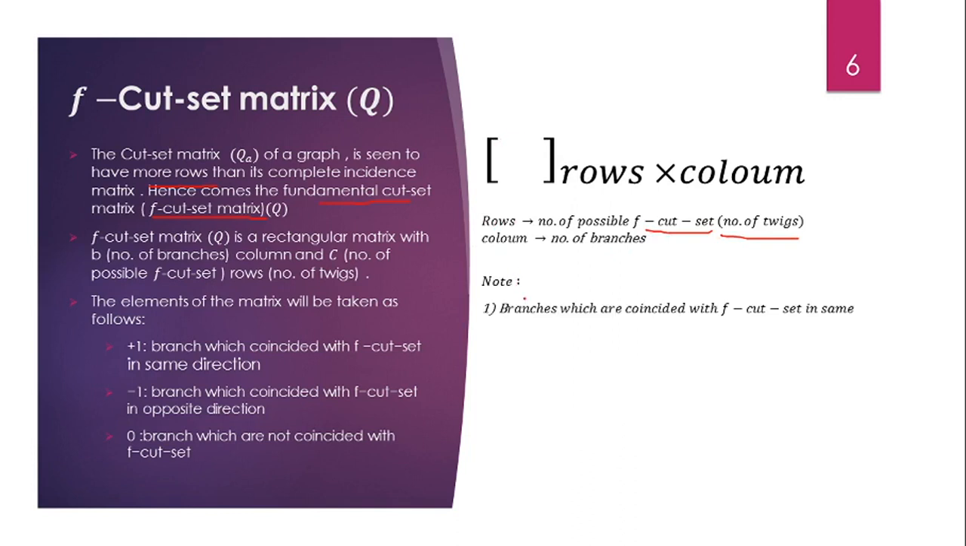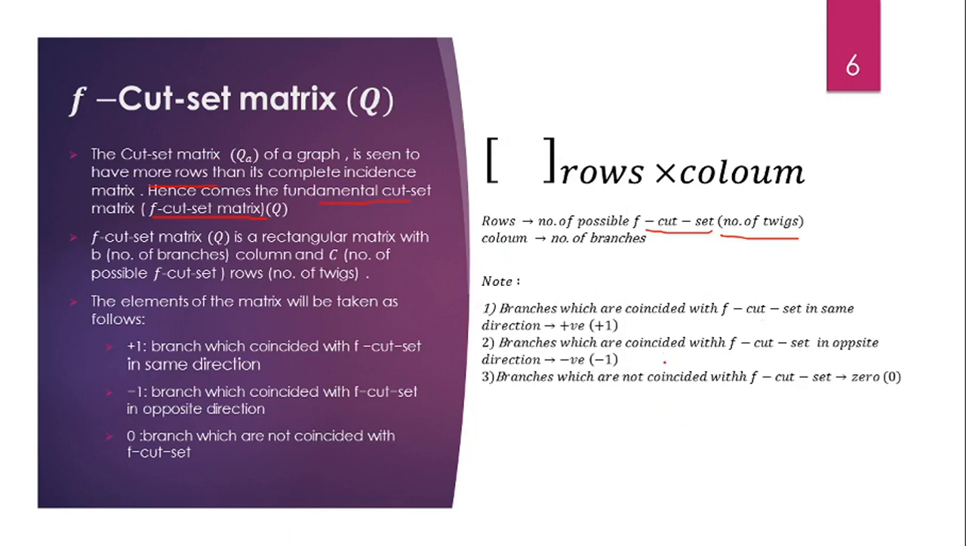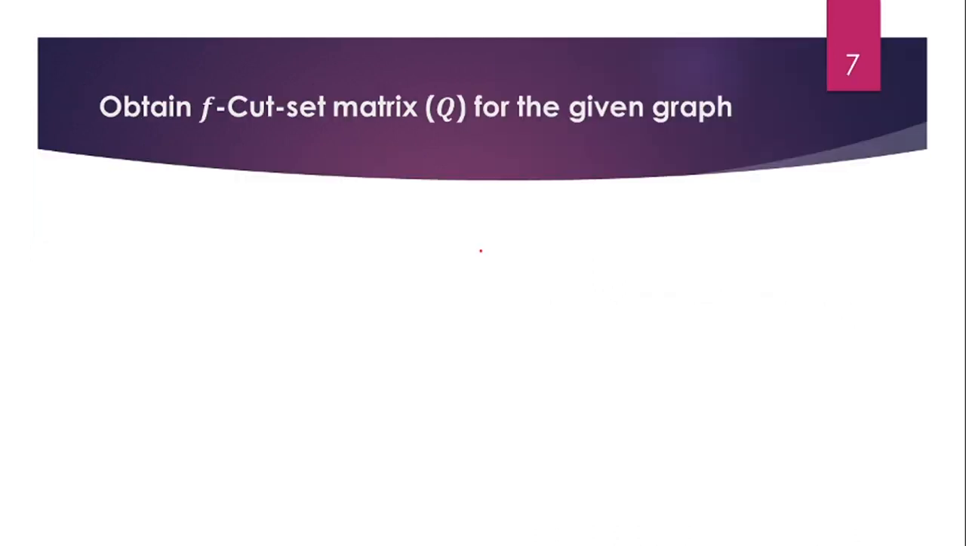The matrix elements we can consider as +1, -1 and 0, as we have taken before. If the direction of the cut set and the branch are the same, it is +1. If it is opposite, we have to take -1. And if the branch is not cut, here we take it as 0. So we'll go with that F cut set. Obtain the F cut set matrix Q for the given graph.